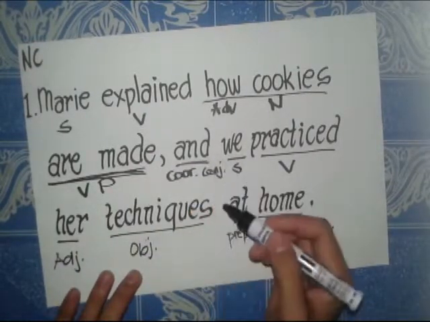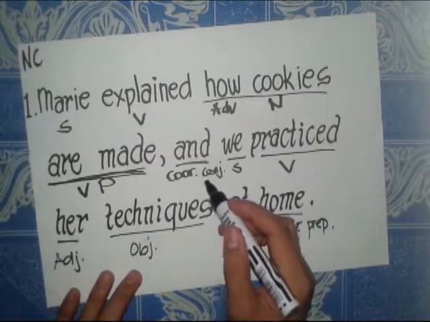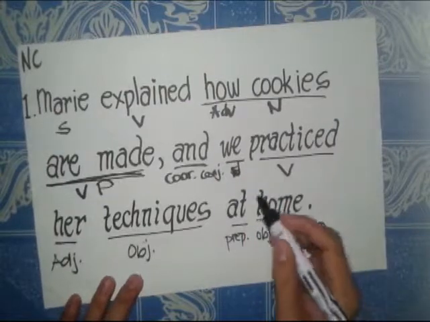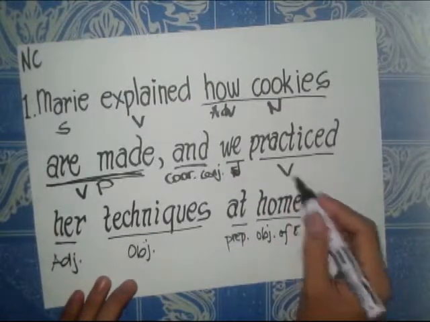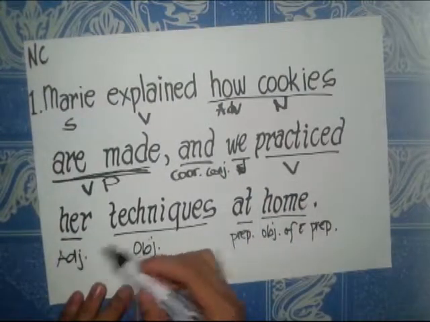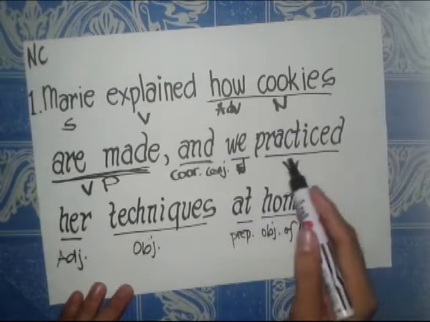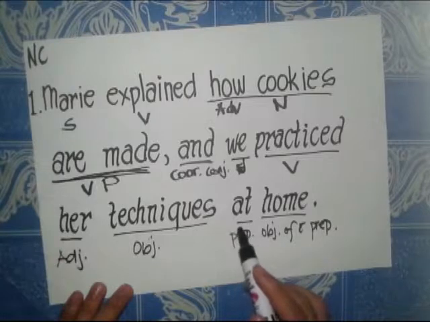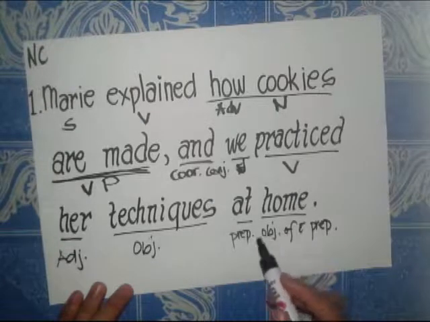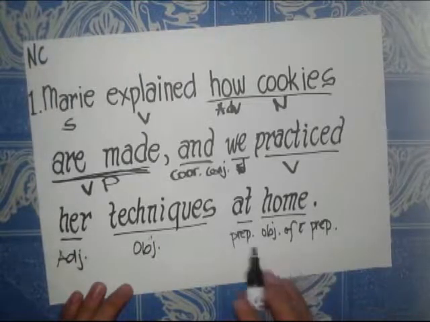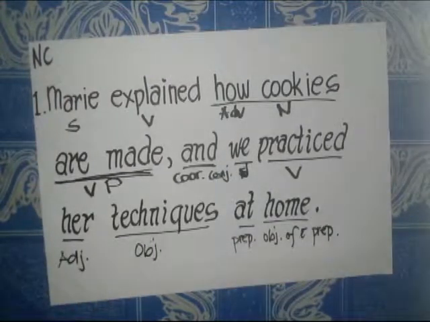Then and is the coordinating conjunction, we is a noun, practiced is a verb, her is an adjective, techniques is the object of the verb, and at home is the prepositional phrase, where at is the preposition and home is the object of the preposition.